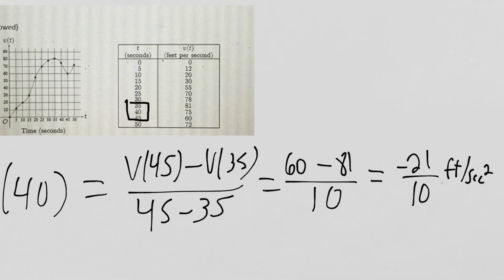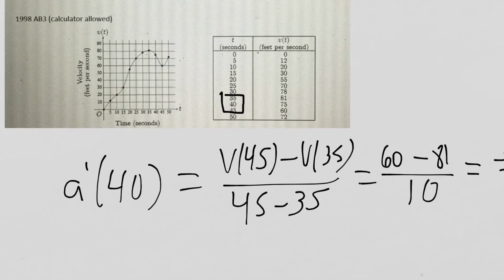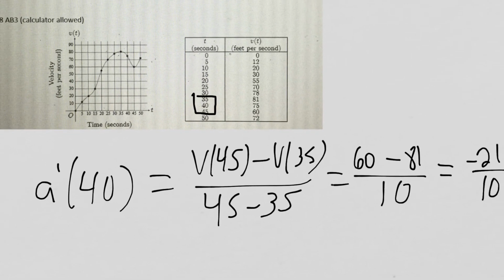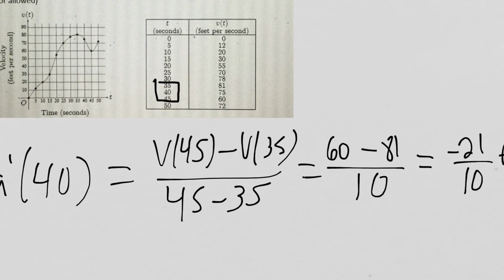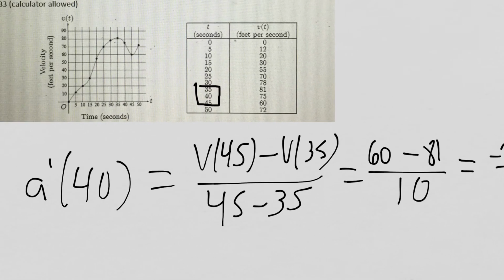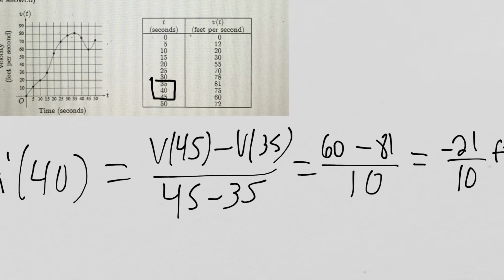So yeah, this is our approximation for the acceleration at t equals 40. We just took the average acceleration between 35 and 45, and then that's approximating the instantaneous acceleration at 40.